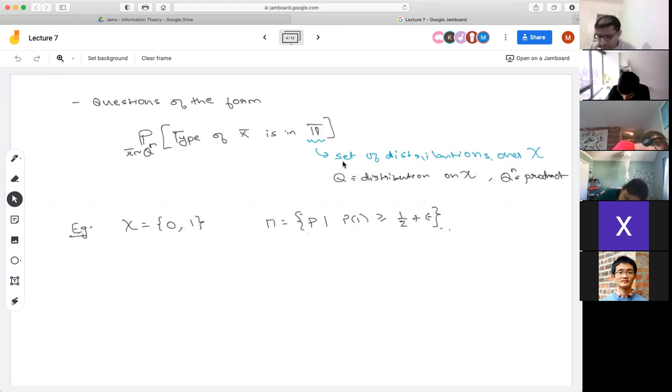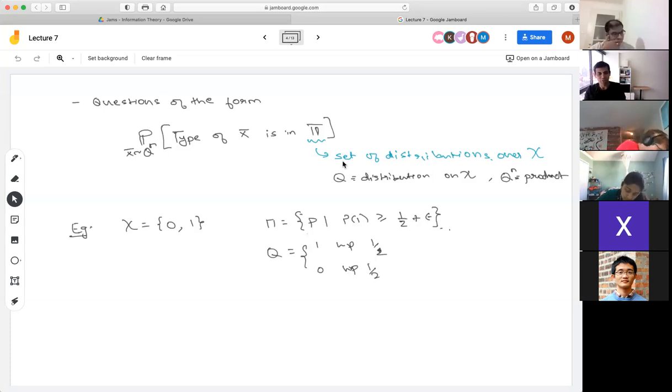Let me just state an example. Let's think of script X as 0, 1. Let's think of Q as the distribution which is 1 with probability half and 0 with probability half. And let's say Pi is the set of distributions, again on only 2 values, such that the probability of 1 is more than half plus epsilon.